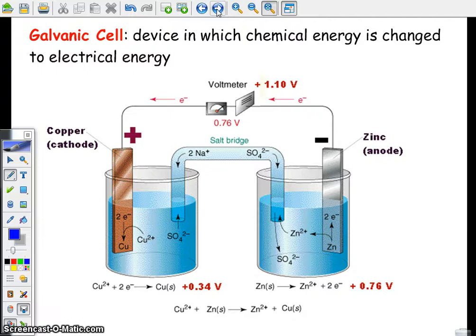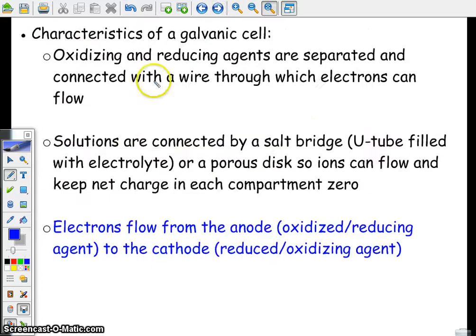Yes? Is the anode reducing or oxidizing? Anode is oxidizing. And I have that on the next page. These are kind of the different parts to your cell. And then in blue at the bottom, I have electrons flow from the anode, which is oxidized, to the cathode.